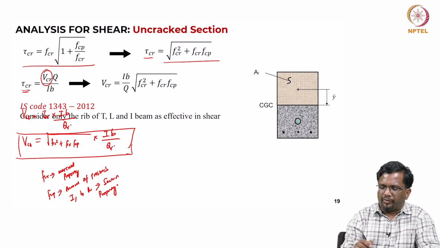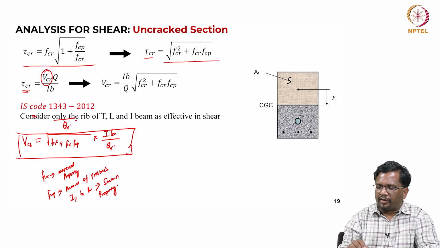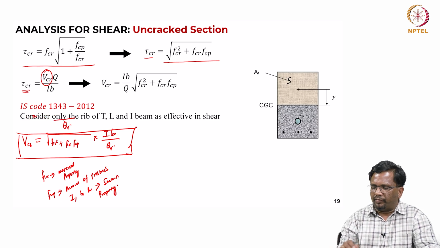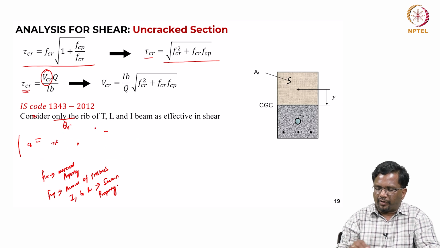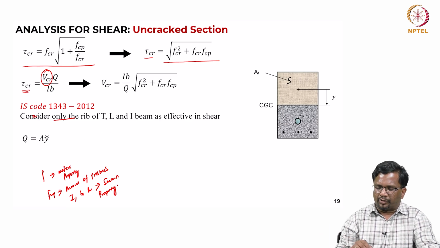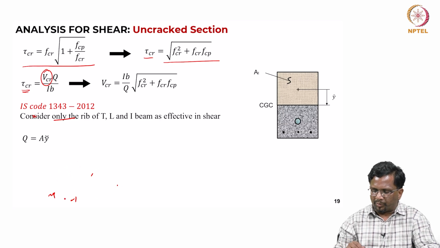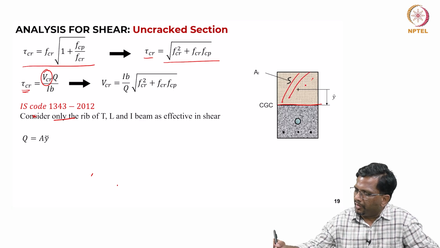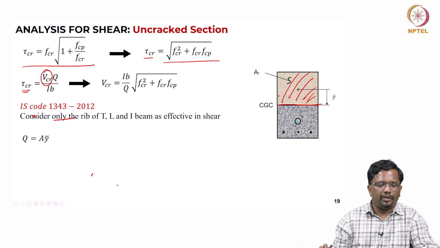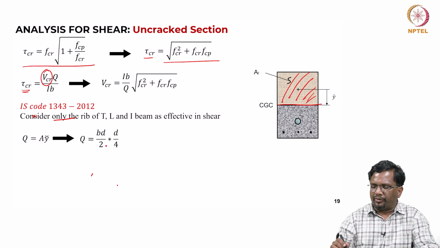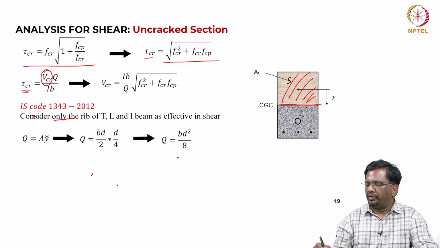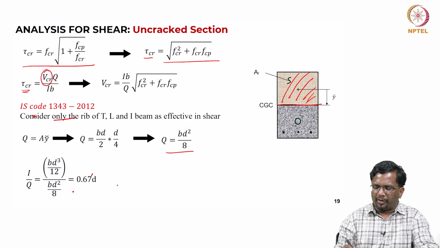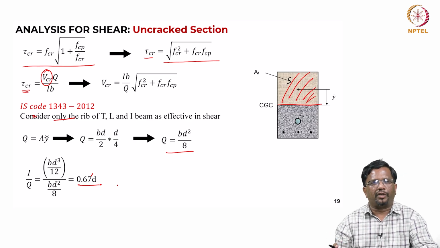So, that is what we are going to do. If I am taking only the rib of T, L and I beams which are effective in shear, then what can we do? We can find out an expression for your VCR in a very simple way. That is what we are going to look at. So, Q is equal to A into Y bar, we know that it is the first moment of area. If I am calculating, let us say, at the CG point, and this is the area that I take the moment of about the neutral axis, in that way Q is going to be BD by 2 into D by 4. So, Q becomes BD square by 8 and I by Q becomes 0.67 D for a typical rectangular section.